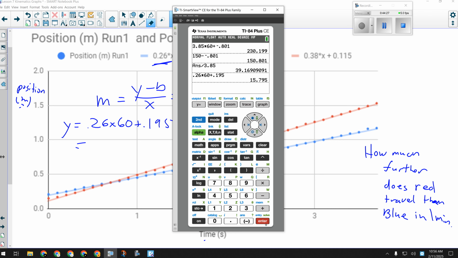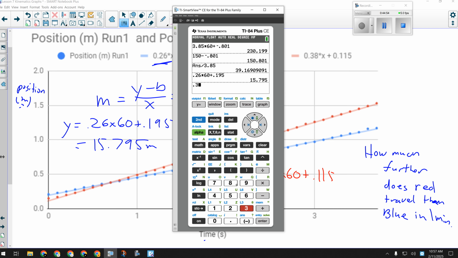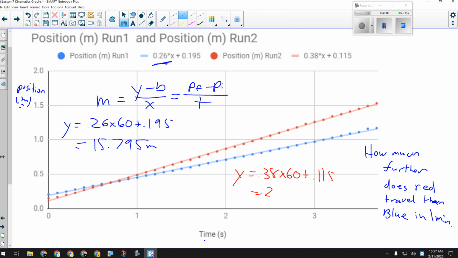All right, so the blue line is going to have a final position of 15.795 meters. Okay, and then for the red object, same calculation. y equals, this time though, 0.38 times 60 plus 0.115. Right, so 22.915. Okay, and then if I subtract those two, do I have how much further one went than the other?